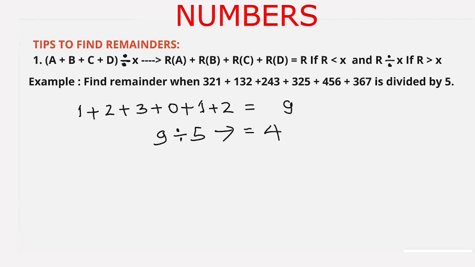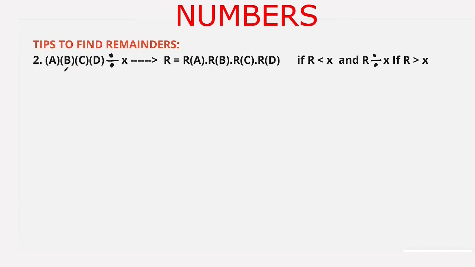Now we go to the next tip. Tip 2. If A into B into C into D is divided by X, then the remainder is equal to the remainder when A is divided by X into the remainder when B is divided by X into the remainder when C is divided by X into the remainder when D is divided by X. And this is equal to the total remainder R. If this total remainder is less than X, then the remainder will be the remainder itself. And if it is more than X, then we have to divide again the remainder so obtained by X, and whatever we get will be the remainder.